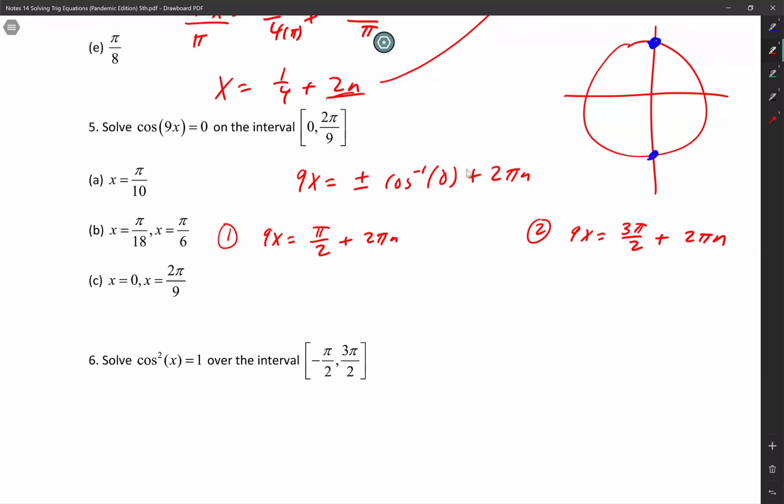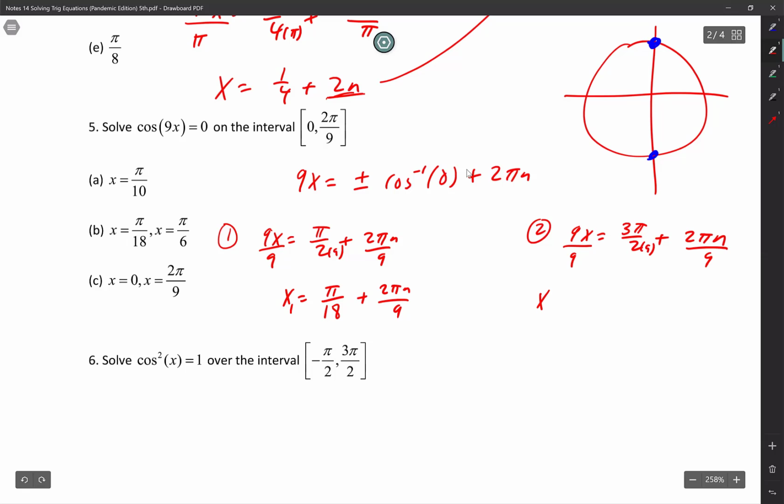And I'll slow down so you guys can catch up. We're trying to solve for x, so we're going to get x by itself. Divide by 9, divide by 9, divide by 9. x equals pi over 18 plus 2 pi n over 9. That's from equation 1, so I'm going to put a subscript on it. I go to equation 2, divide by 9, divide by 9, divide by 9. x2 equals, let's see, 3 goes into 9 3 times, 2 times 3 is 6, pi over 6 plus 2 pi n over 9.